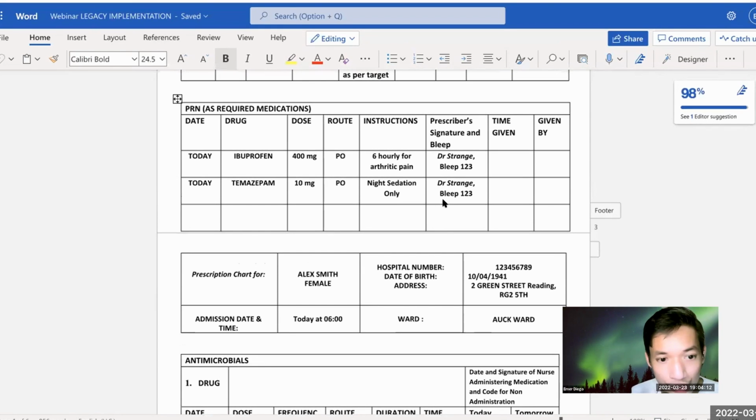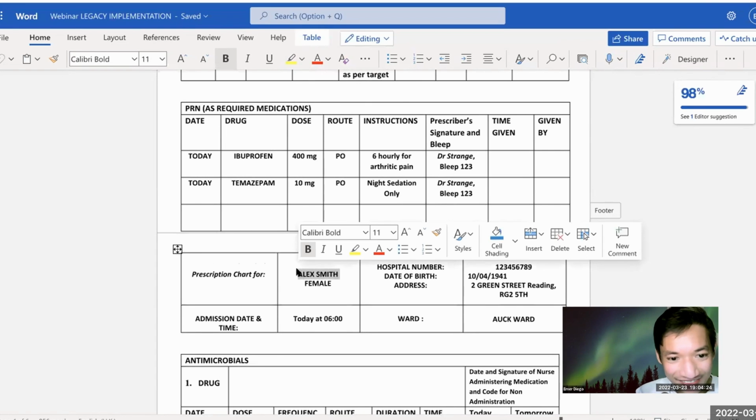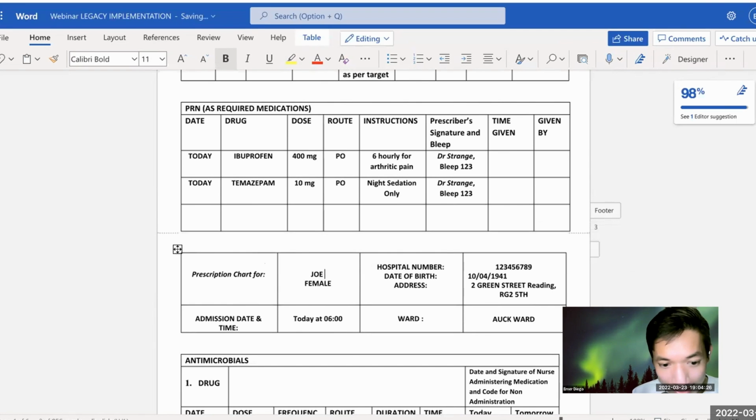So next page. Similar with the second page, you don't have to read everything. Just simply say the prescription chart for Alex, not Alex Smith. Sorry, I forgot to change my drug chart. It's Joe Rizal, and he is male. And all the patient's details are still the same, and I'm happy to proceed.